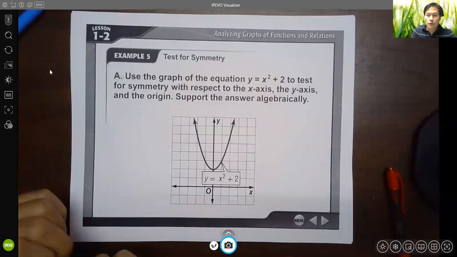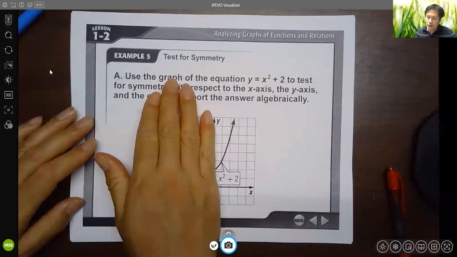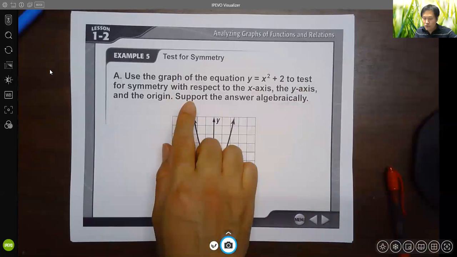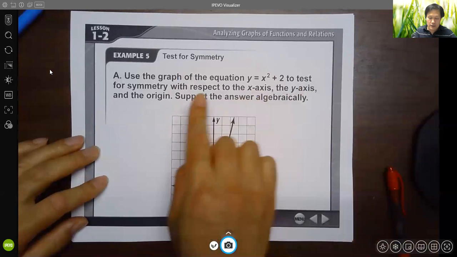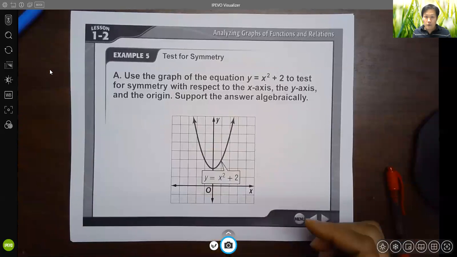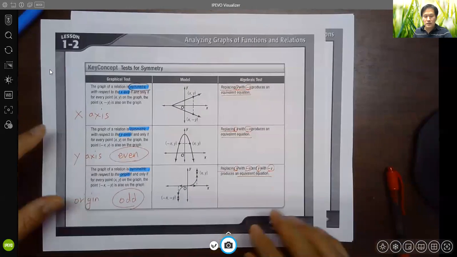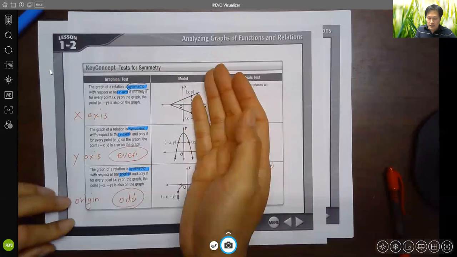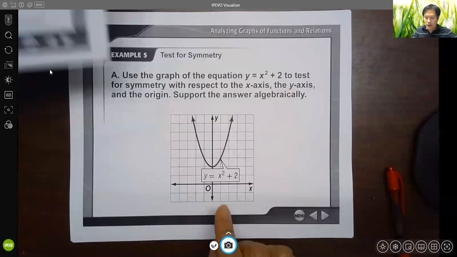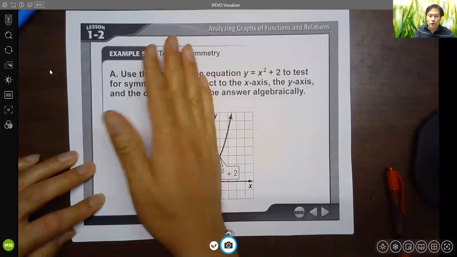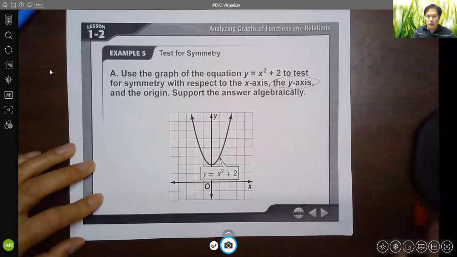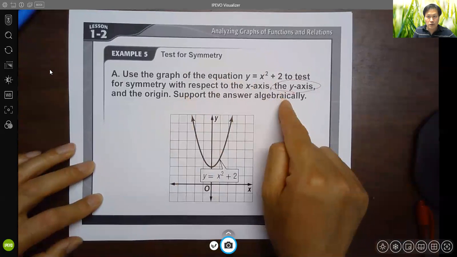Okay, testing for symmetry. Use the graph of the equation to test for symmetry with respect to x-axis, y-axis, and origin. Very simple, by looking at the graph. You're just asking, is that symmetry over x-axis, y-axis, or origin? So if you look at it, you can tell it's symmetry over y-axis. So the answer is y-axis.